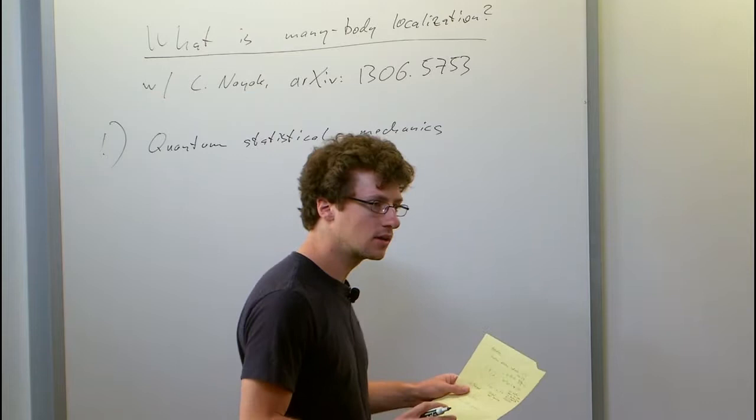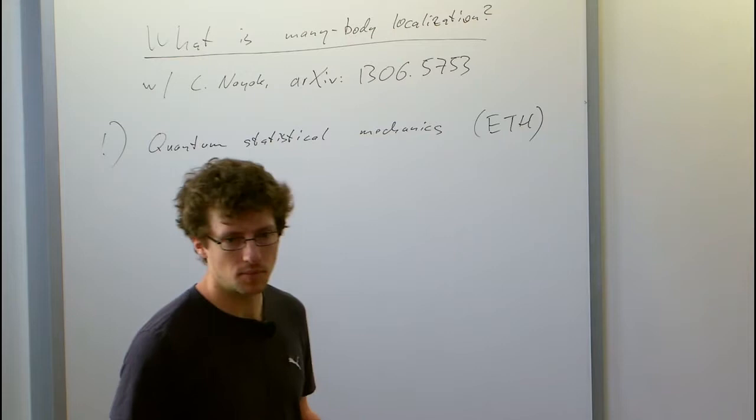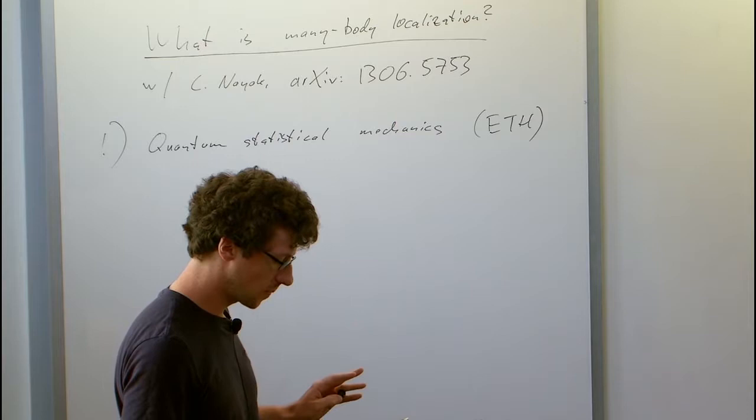But let me first discuss a little bit of what we would expect in a generic, clean, interacting quantum many-body system. This often goes by the name of ETH, the Eigenstate Thermalization Hypothesis, which was put forward by Deutsch and Srednicki in the early 90s. And I'm going to give a very, very weak definition of eigenstate thermalization.